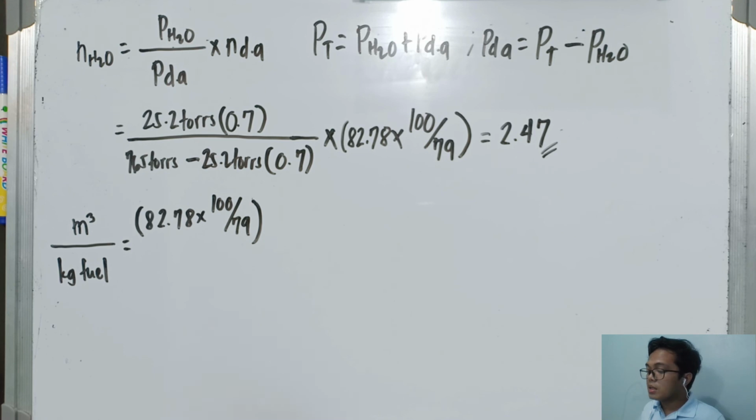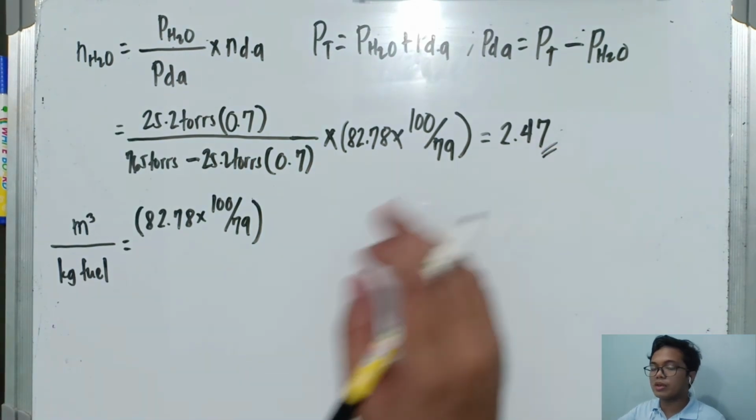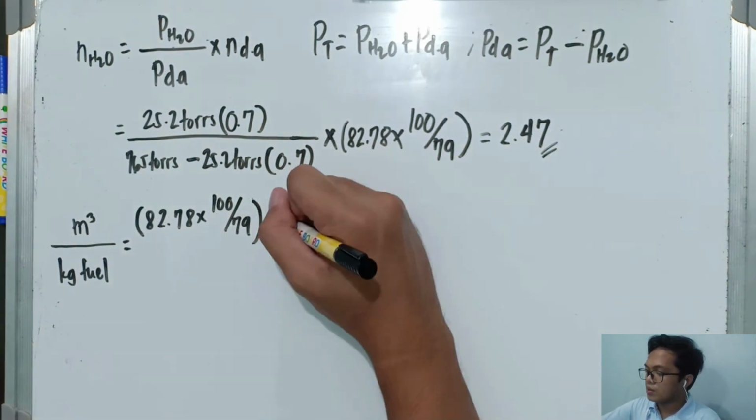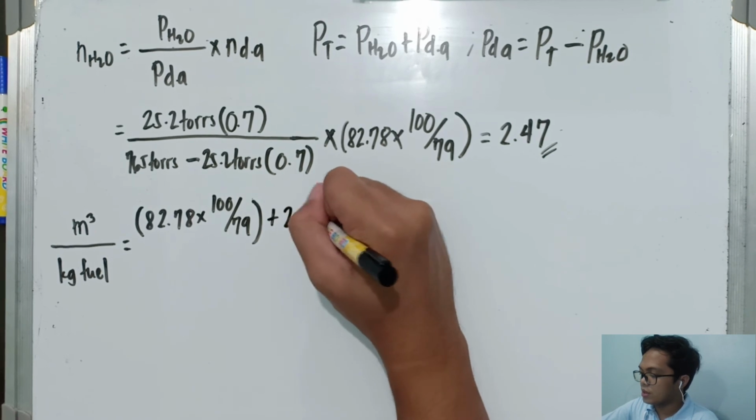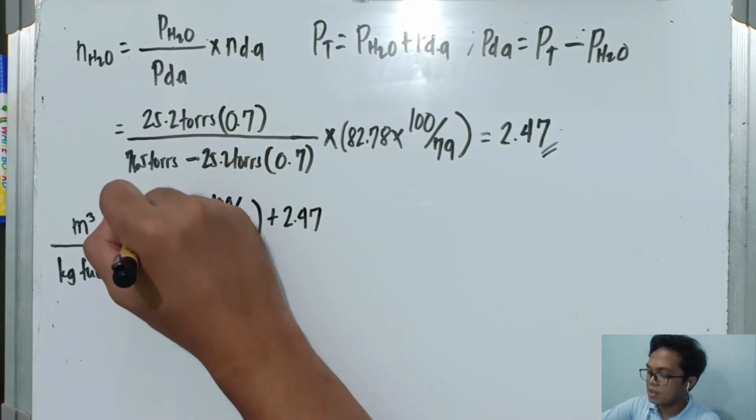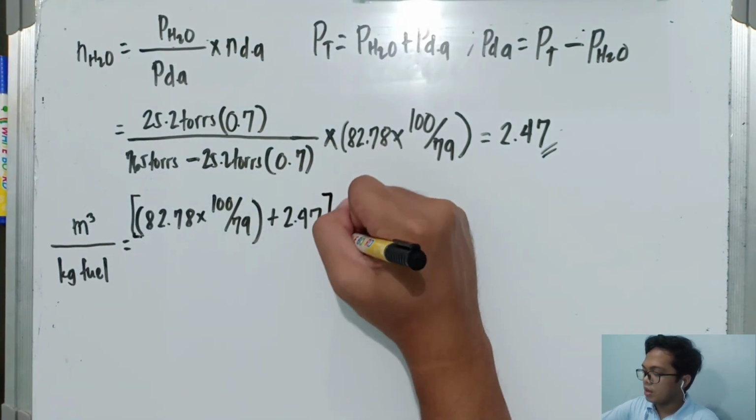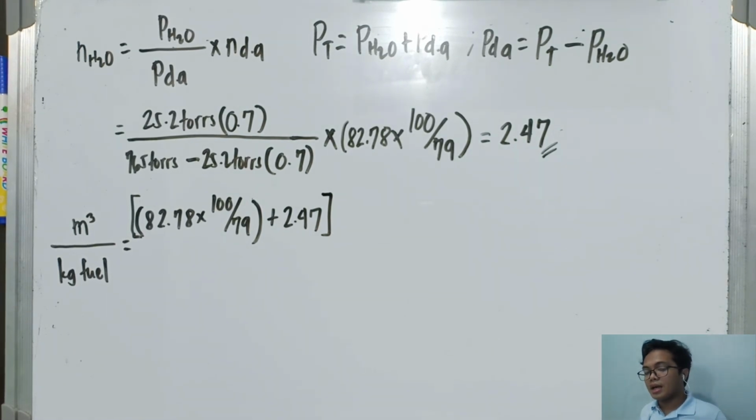But anyways, so this is our moles of dry air right now. Again, we need the moles of wet air. So that's why we got our moles of H2O. So we just add that. That's 2.47. So these are both in terms of kilomoles. And then again, we just multiply this by our RT and divide it by our pressure.